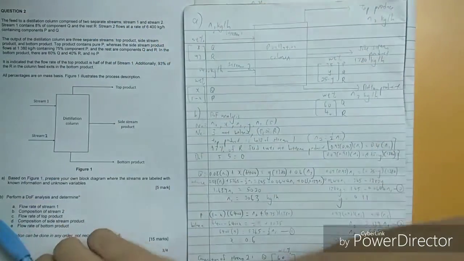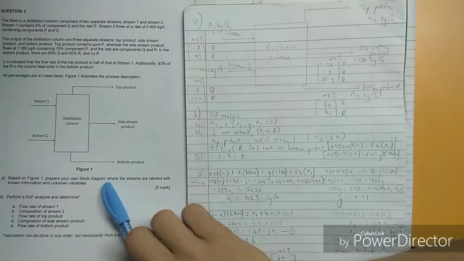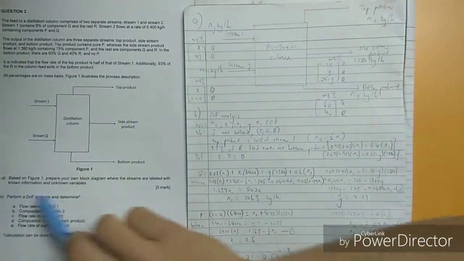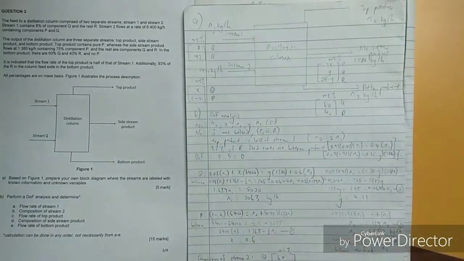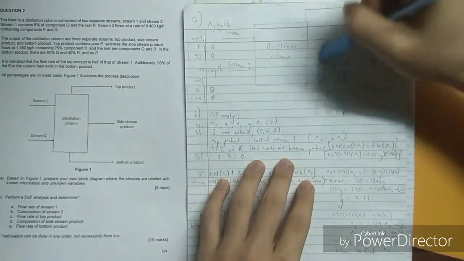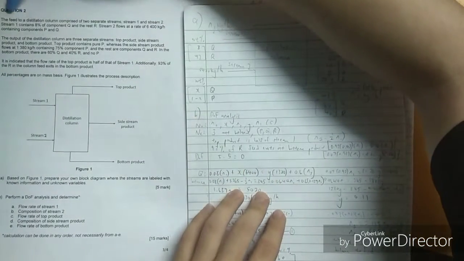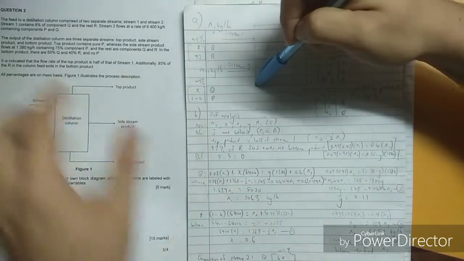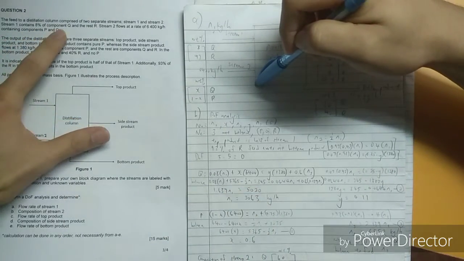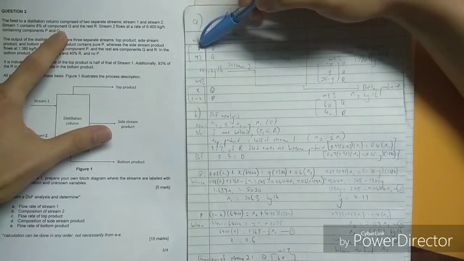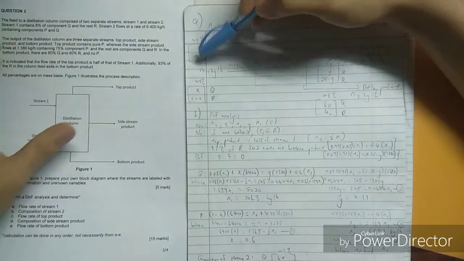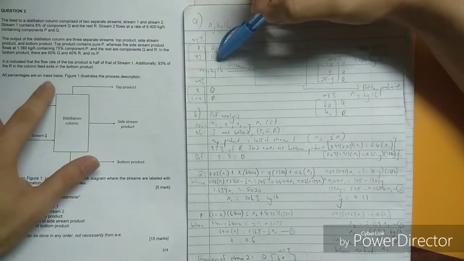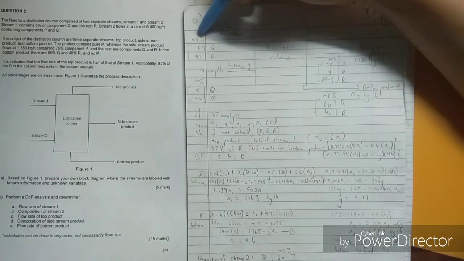For part A, we are asked to prepare our block diagram, so we just copy the block diagram and label it with the known information and unknown variables. The feed to the column is comprised of two separate streams, stream 1 and stream 2. Stream 1 contains 8% of component P, and the rest is R, so R is 92%. All the percentages are on a mass basis, so we label them as weight percent.